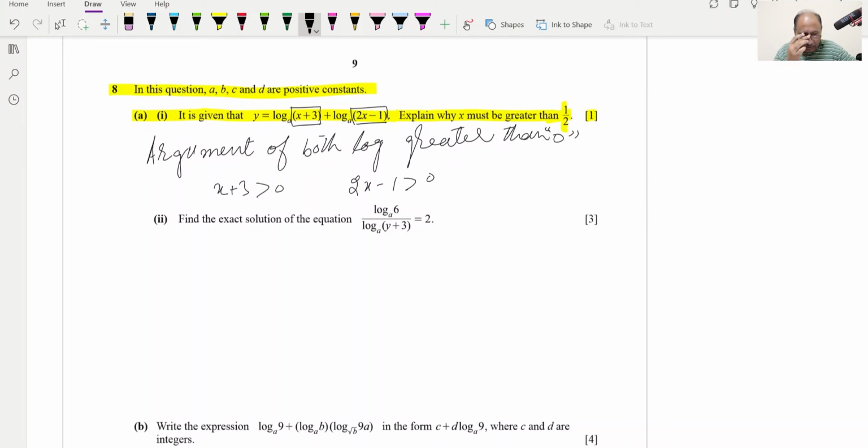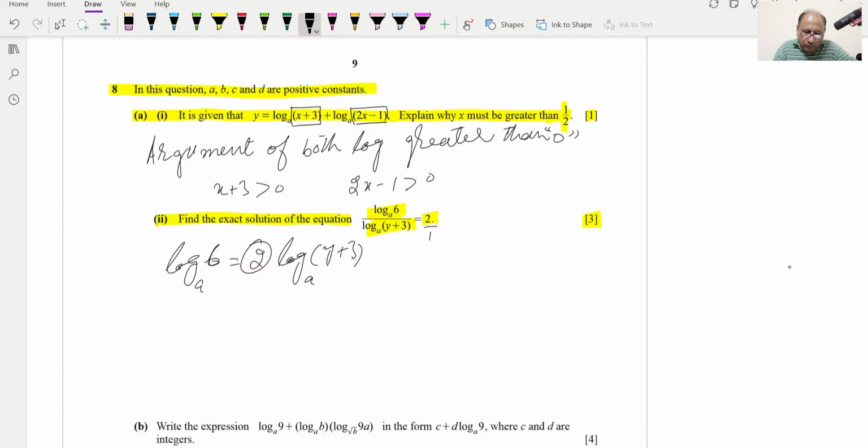Now the second part, find the exact solution of the equation, and this is the equation provided, equal to 2. It is a 3-mark question. What we can do is cross multiply. We can write this as 2 over 1 and cross multiply, so we get log of 6 with base a is equal to 2 log of y plus 3, this is also with base a.